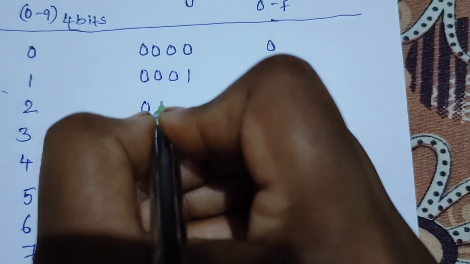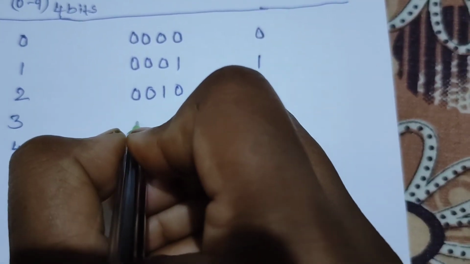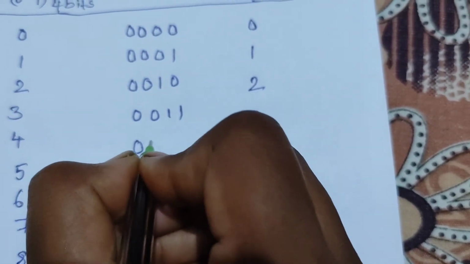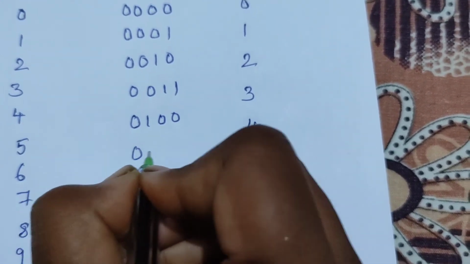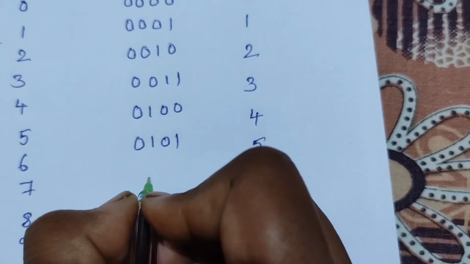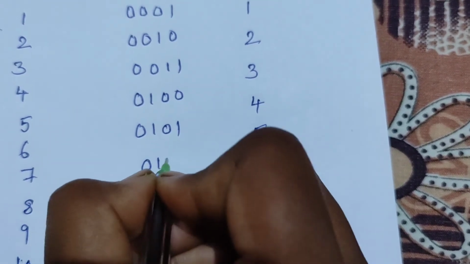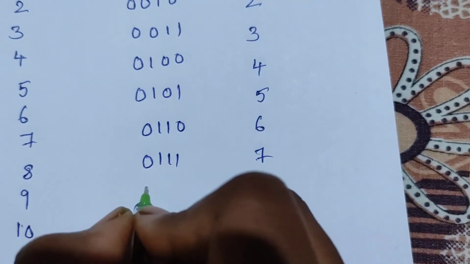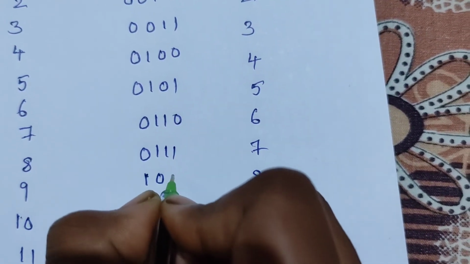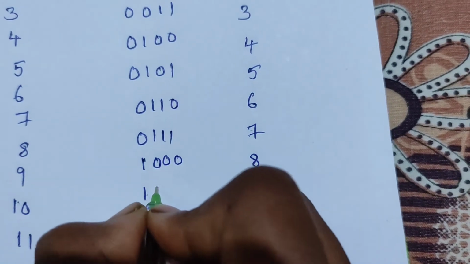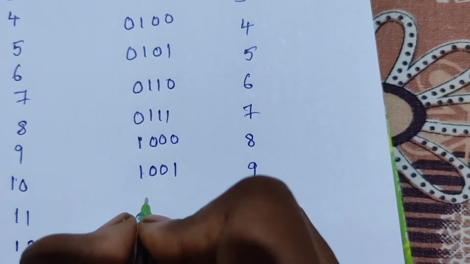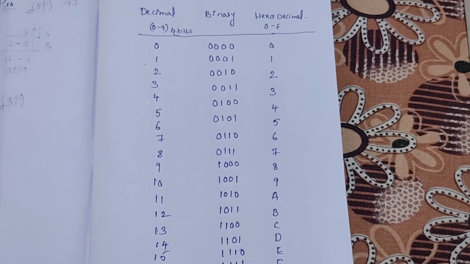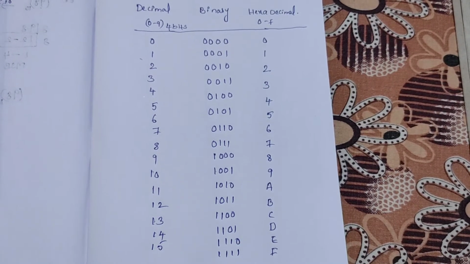So that is 1 is 0001, 2 is 0010, 3 is 0011, and so on, taking the powers of 2. So if you take the powers of 2 and multiply with this, you will get the values. This is how a decimal and hexadecimal are represented in binary.